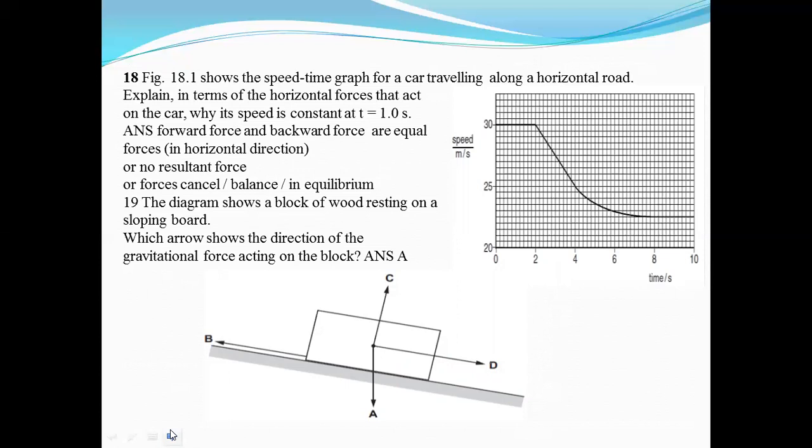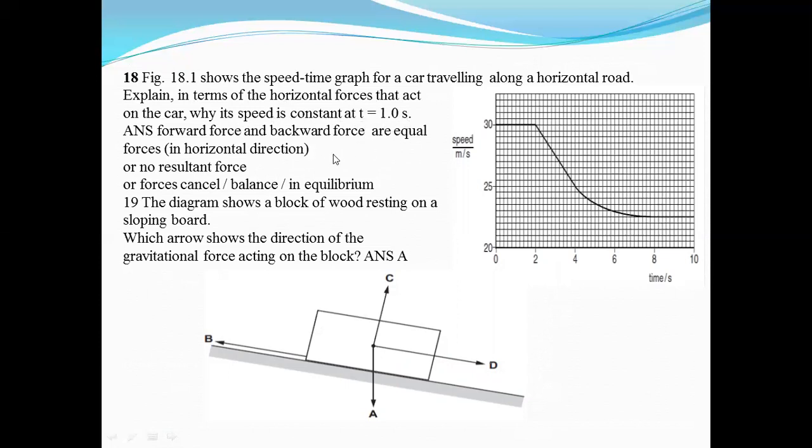Next question. The figure shows the speed time graph for a car traveling along a horizontal road. Explain in terms of horizontal forces that act on the car why its speed is constant when time is 1 second. Why is the speed constant when time is 1 second?